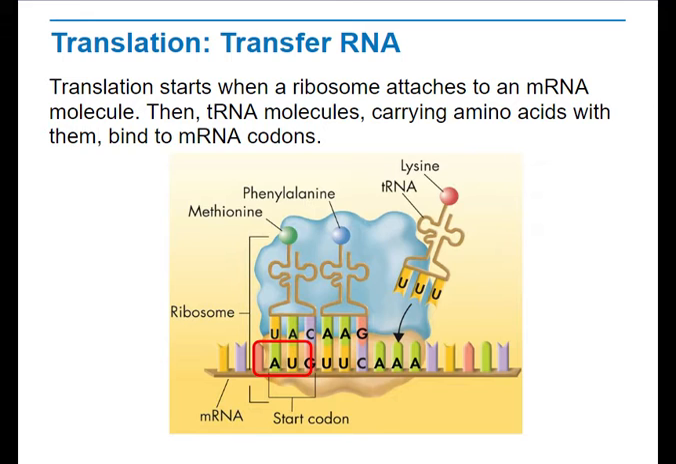So each type of tRNA, each anticodon, has one type of amino acid, and that's determined by the genetic map that we just saw, the genetic code table. Since AUG always codes for methionine, the first amino acid brought in for every round of translation is methionine.